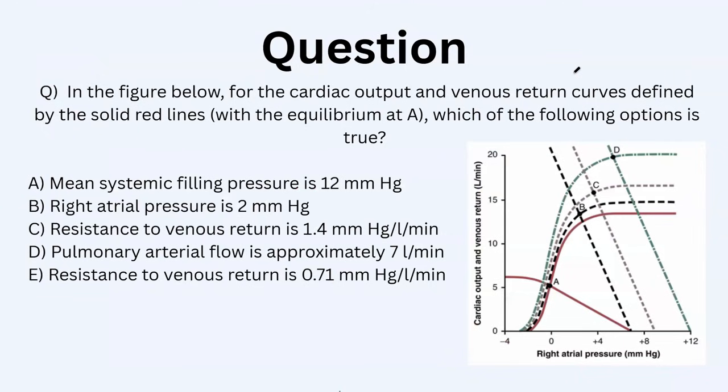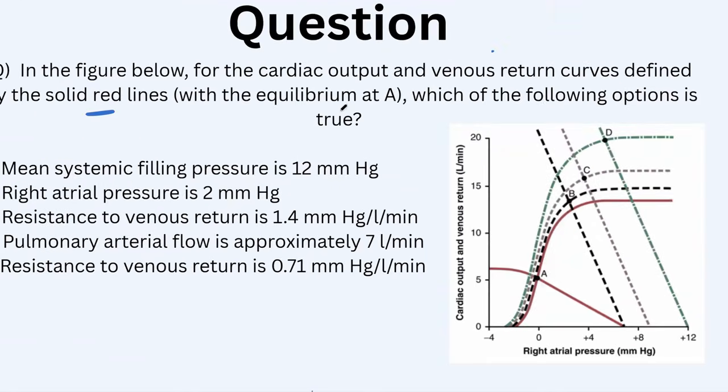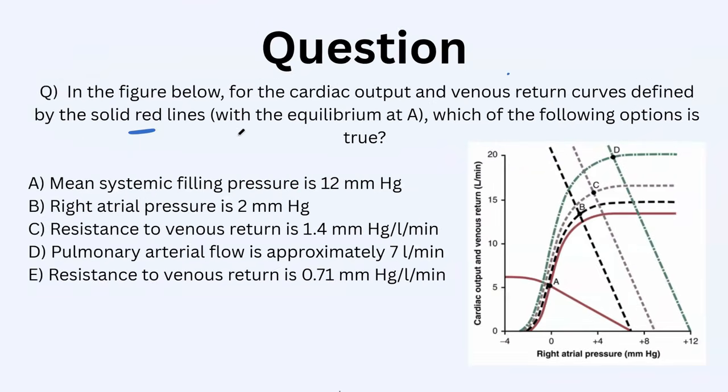Now, we have a question. In the figure below for the cardiac output and venous return curves defined by the solid red lines, so these solid red lines over here, as you can see, this is the normal venous curve and normal cardiac output curve. With the equilibrium at 8, which of the following options is true? So A, mean systemic filling pressure is 12 millimeters mercury.